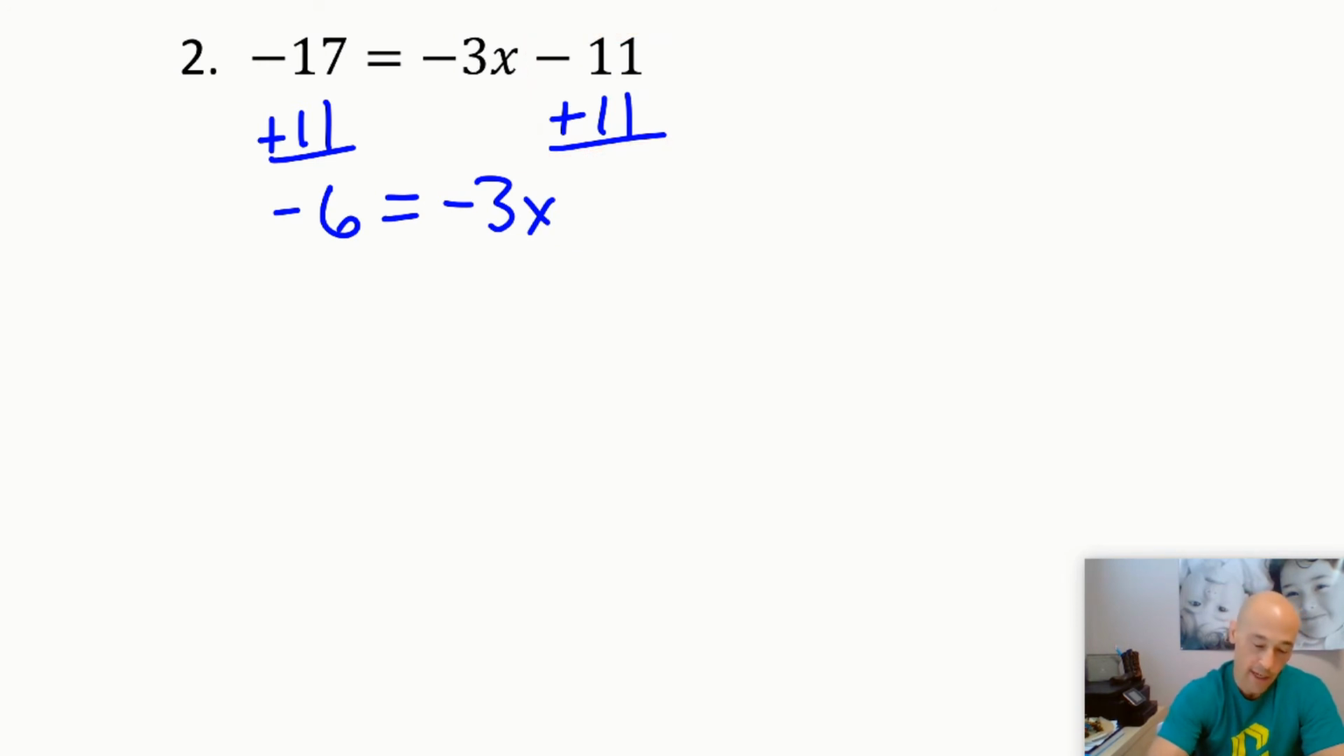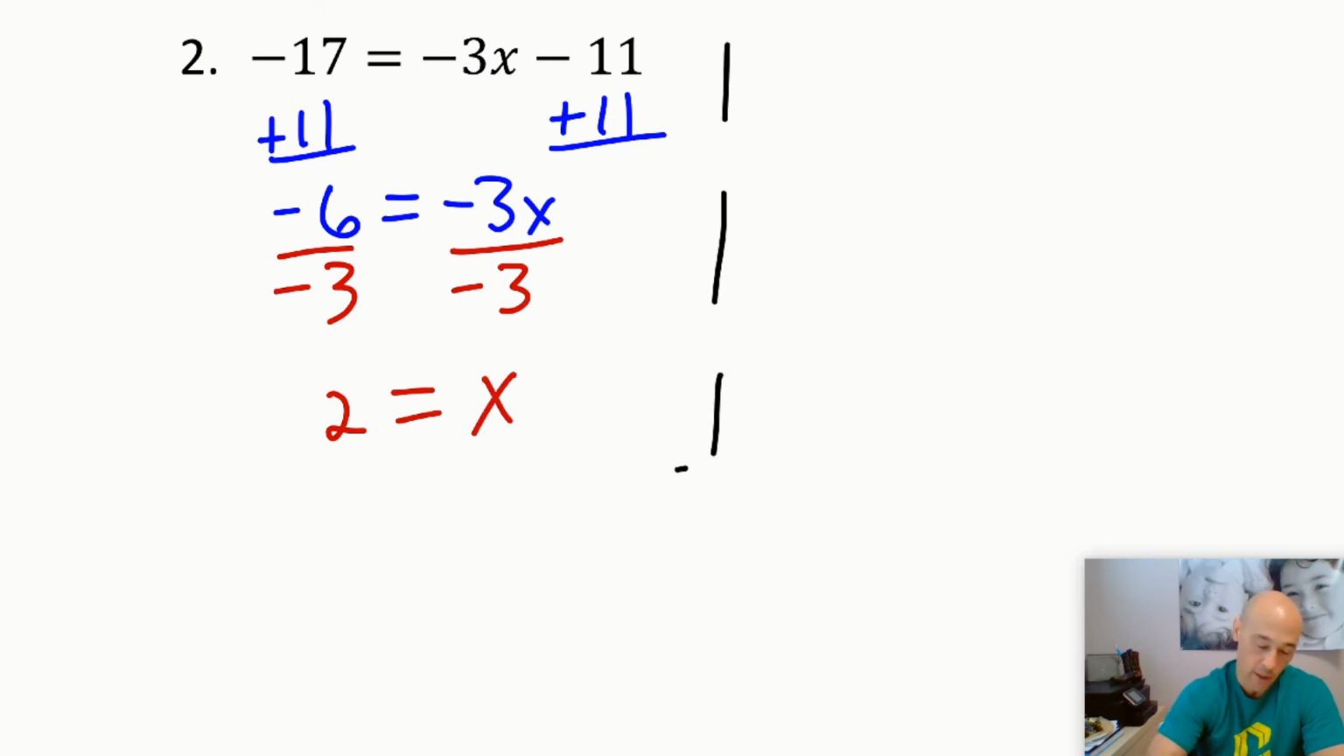So now we have a negative 3 times x, so we have to do the inverse operation of multiplication, which is division. So we divide by negative 3. Make sure it's a negative 3 there. Lots of students lose this negative in the division. It's also important to remember that a negative number divided by a negative number is positive. So the result there is 2 is equal to x.